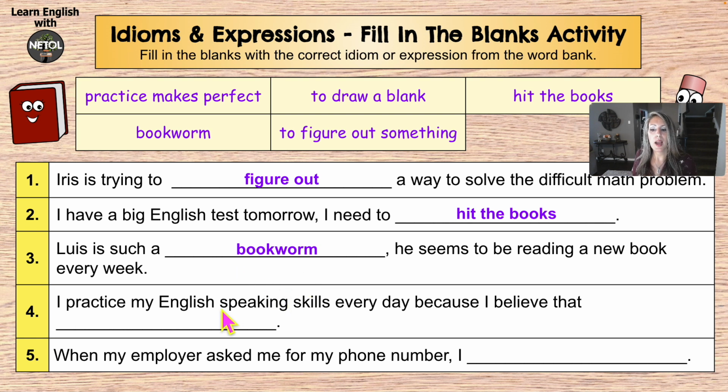Number 4, I practice my English speaking skills every day because I believe that practice makes perfect. And number 5, when my employer asked me for my phone number, I blank. I couldn't remember it. I drew a blank.